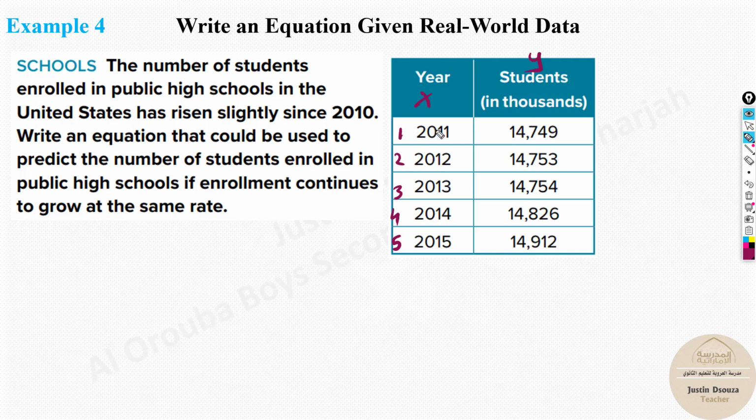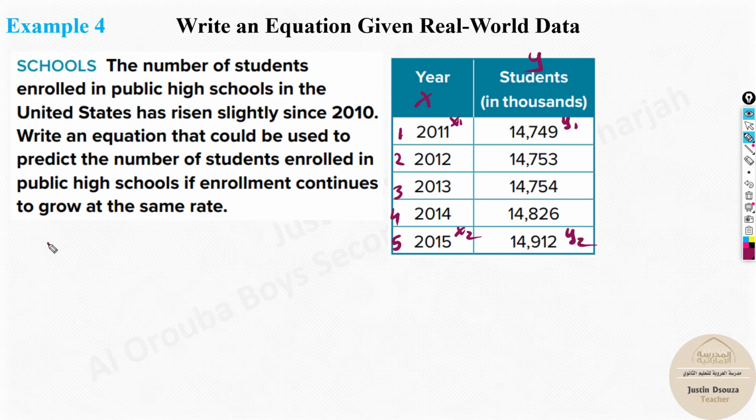Now, always remember, since they have told, predict the number of enrollment of the high school, continues to grow at the same rate. So you just don't take any values, since they have not mentioned, take 2021 to 2022, nothing like that. Take the first value. This has x1, this has y1. This last value will be x2, y2. That's how we take it.